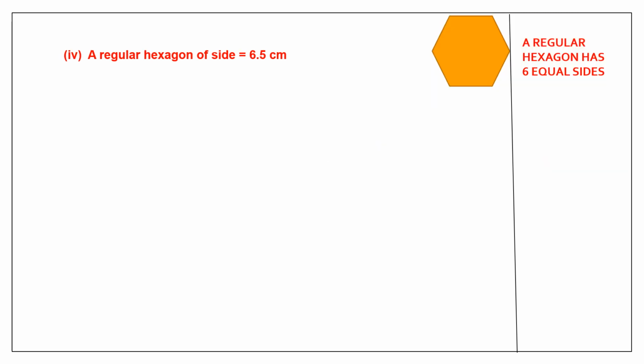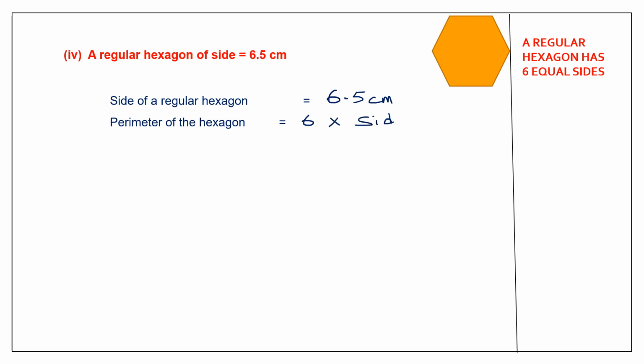Question 4. This time we have to find the perimeter of a regular hexagon. So as you can see here, this is a hexagon and it has 6 sides. And if it is a regular hexagon, all 6 sides will be equal. So let's begin. Side of a regular hexagon is 6.5 centimeters given to us. Now we need to find the perimeter. So that will be 6 into side. 6 because all 6 sides are equal.